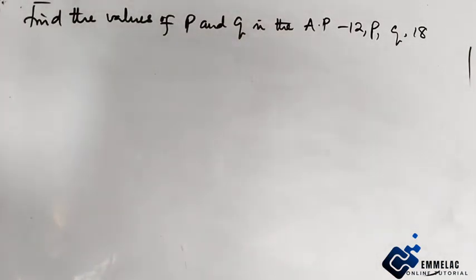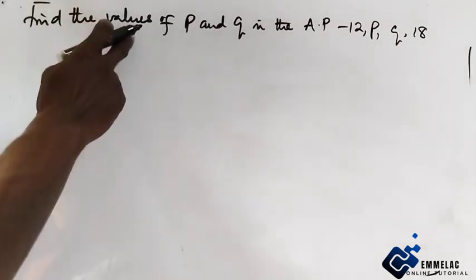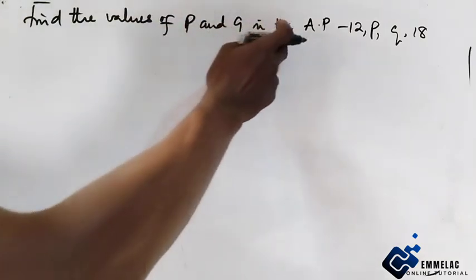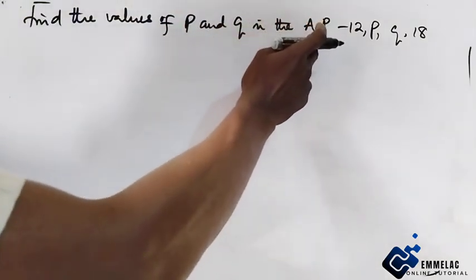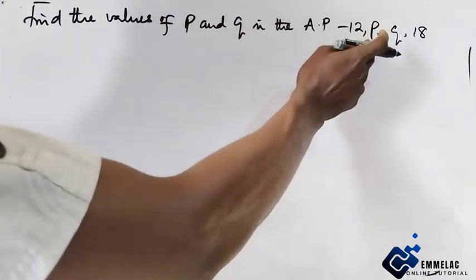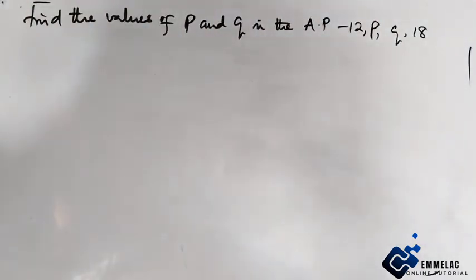Okay, before us again is another question in AP, which says find the values of P and Q in the AP: minus 12, P, Q, and 18.